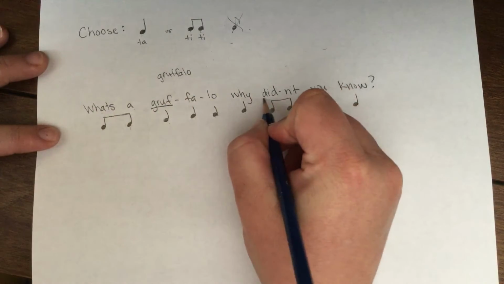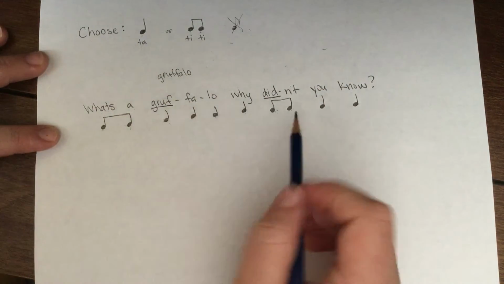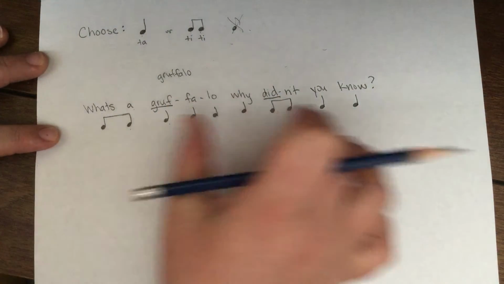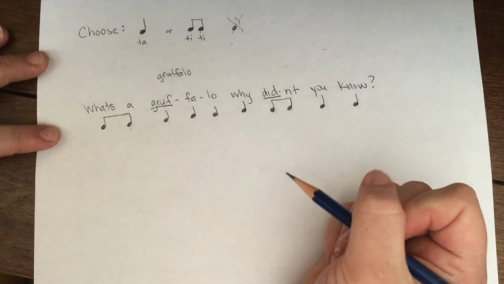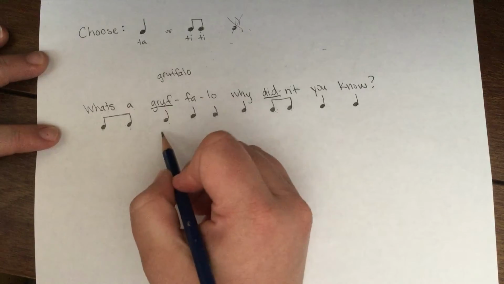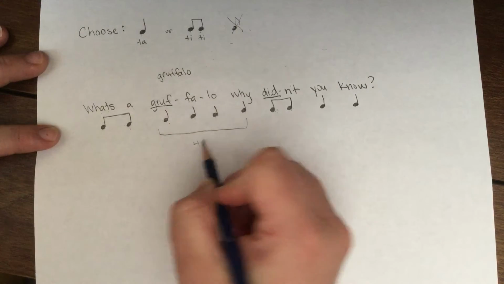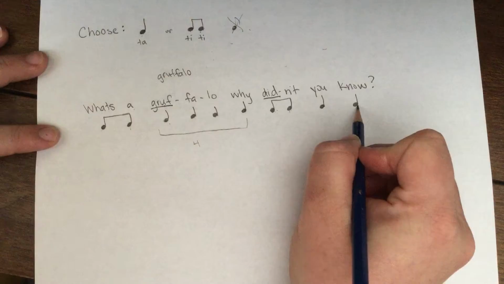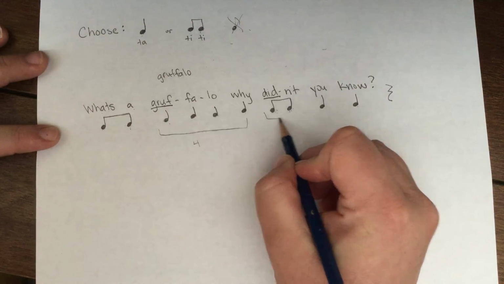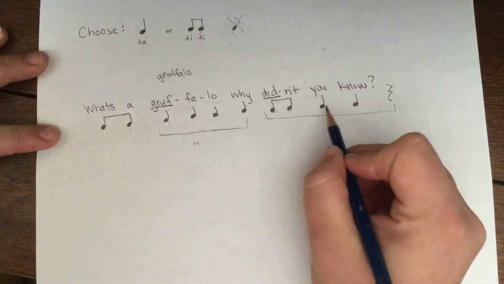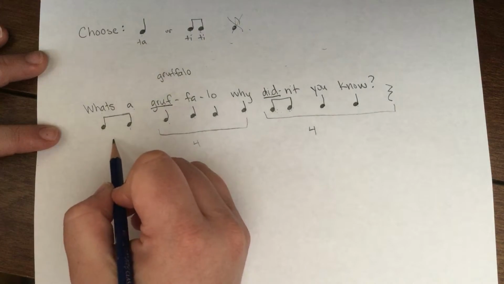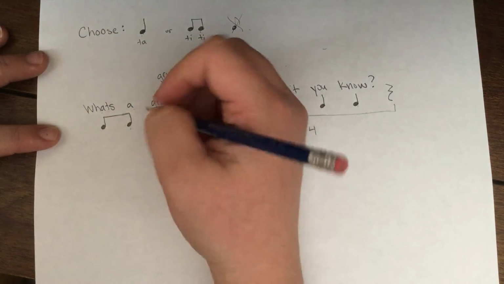Gruffalo and didn't. Let's see if that is grouped in the same amount of beats between each of those beginning words. 1, 2, 3, 4 beats here. Let's check 1, 2, 3. What if we add a rest to the end? 1, 2, 3, 4. And we'll make this just a pickup note or an upbeat.